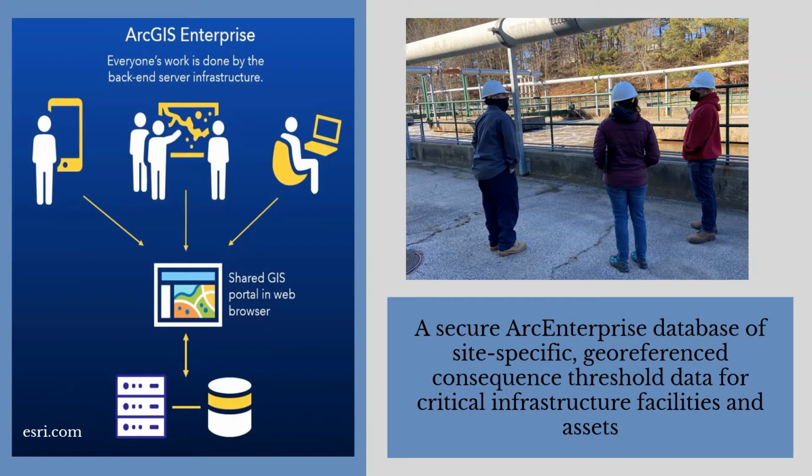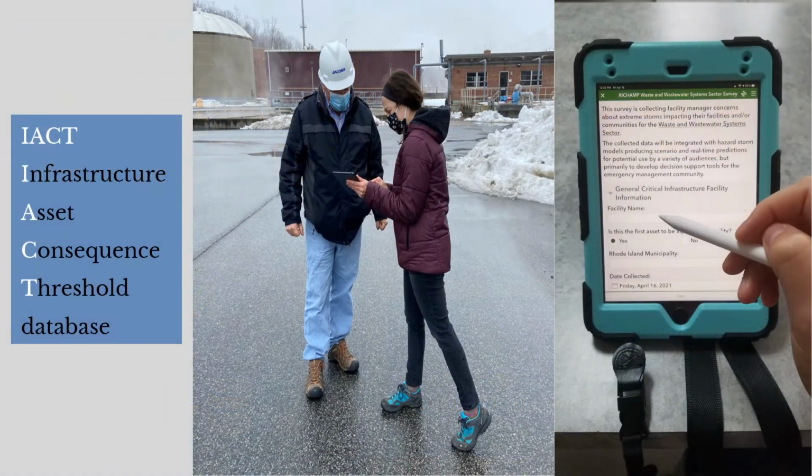The foundation of RICHAMP is a secure ArcGIS Enterprise database of site-specific geo-referenced consequence threshold data for critical infrastructure facilities and assets. This is IACT, the Infrastructure Asset Consequence Threshold Database. IACT geo-referenced site information is collected directly from infrastructure managers using a mobile app, ensuring subsequent model outputs are relevant to facility operators' own emergency planning and decision-making.